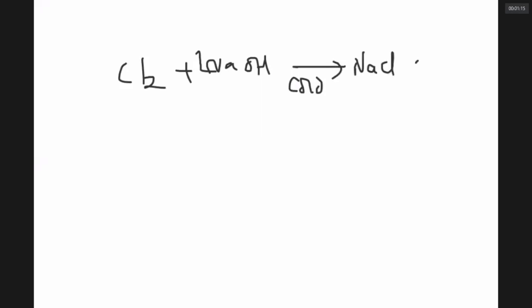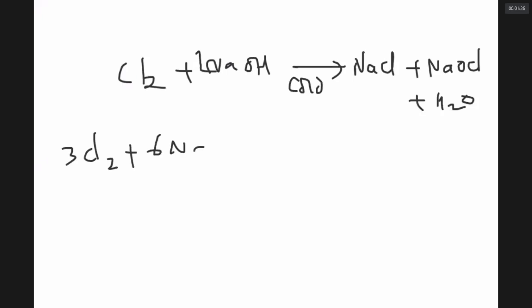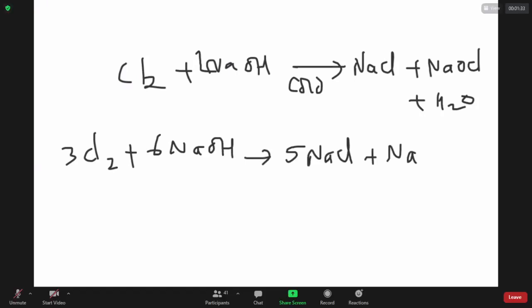When chlorine is reacting with cold NaOH, it is there in our first year, under alkali metals. Under cold condition, you get NaCl and NaOCl, sodium chloride, sodium hypochlorite, and water. Under hot conditions, chlorine reacts with 6 moles of NaOH to give 5 moles of NaCl and 1 mole of NaClO3 and 3H2O.